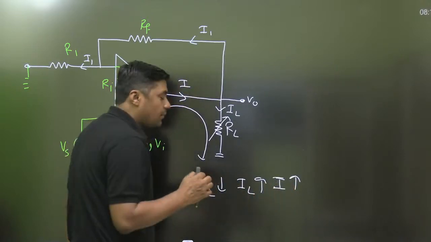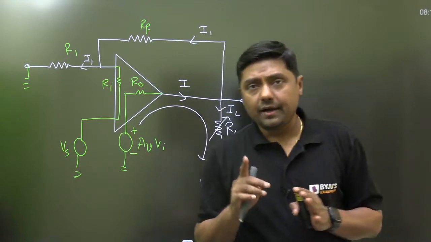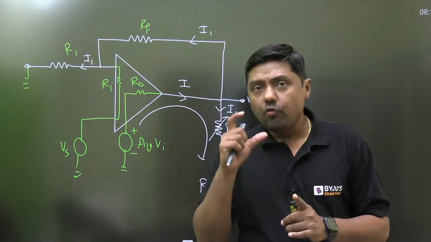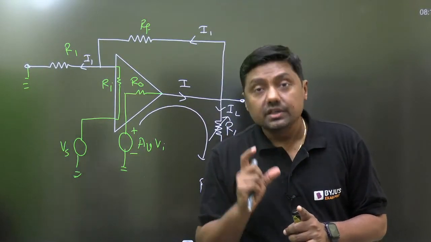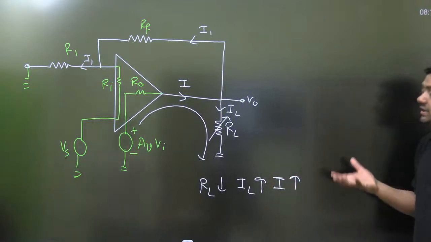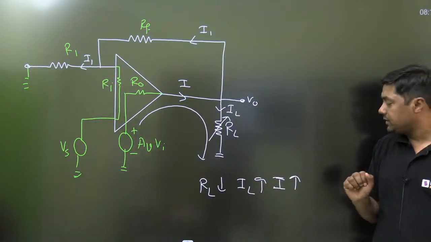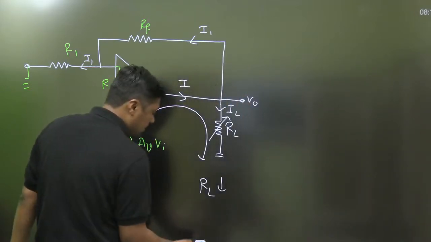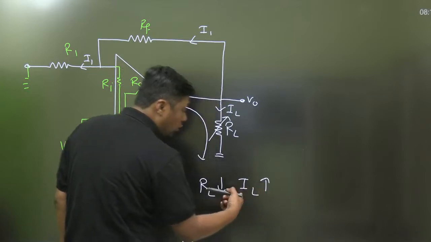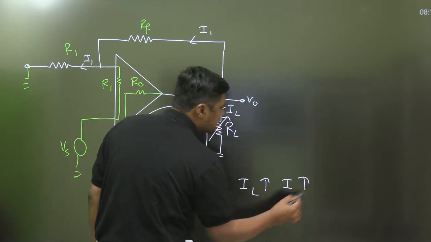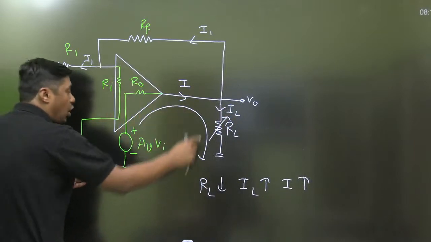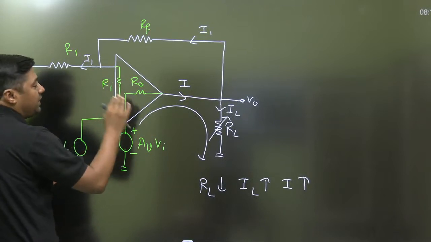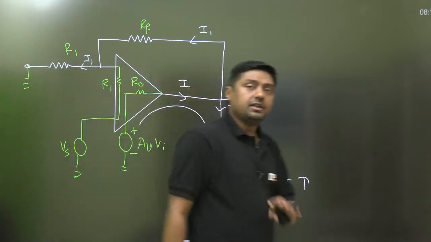From the two examples, it is clear that when RL decreases, the loading increases. Always remember, when the load resistance RL decreases, loading increases. Increases means more load current is required, and therefore I increases. IL increases, that is called loading increases, I increases. Extra current will be given by the operational amplifier. Extra current is the duty of this operational amplifier. Simple. I think that concept is clear.